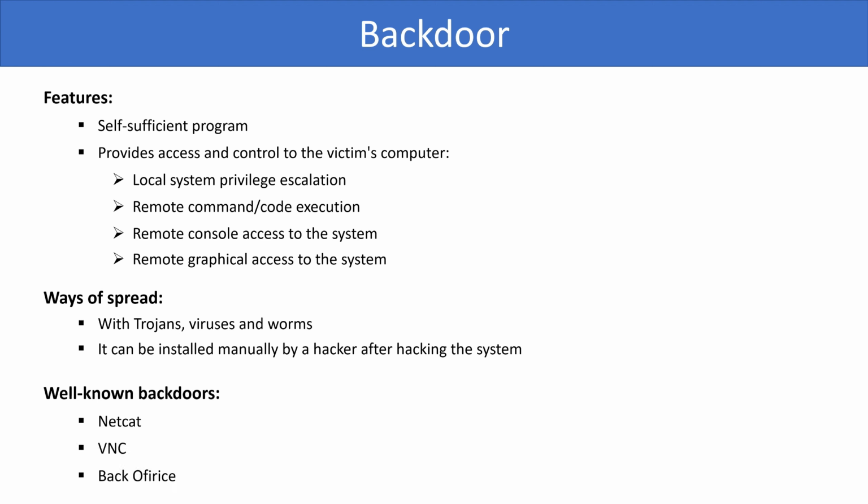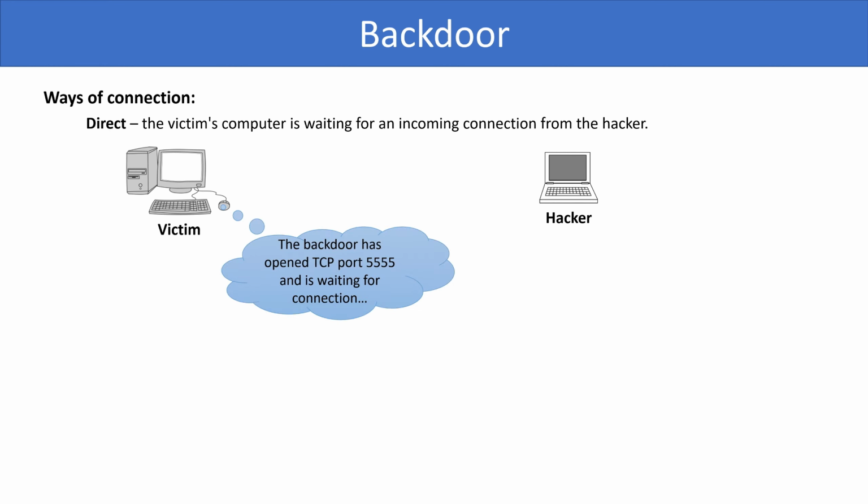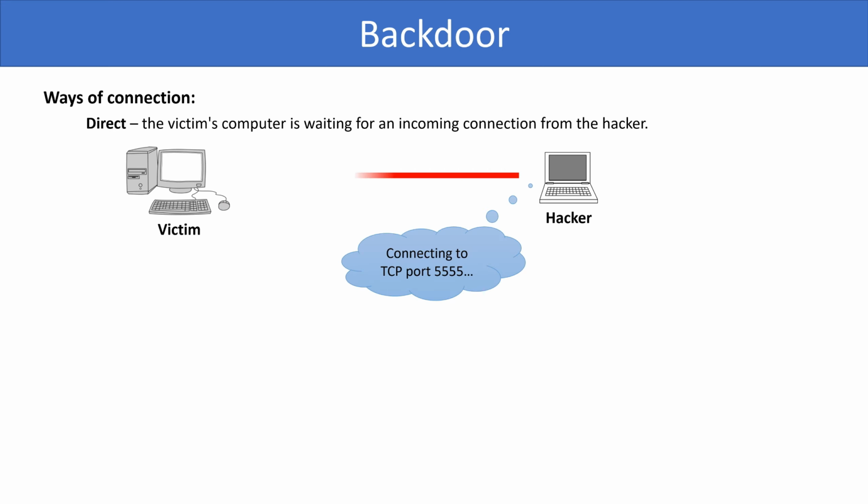Now let's consider how a backdoor connects to the hacker's server. There are 2 methods. The first method is called direct. Its essence lies in the fact that, upon activation, the backdoor on the victim's computer opens a specific port and starts waiting for an incoming connection, essentially acting as a server. As an example, on the slide, the backdoor opened port 5555 using the TCP protocol. The hacker can connect to the specified port at any time and start issuing commands for control.